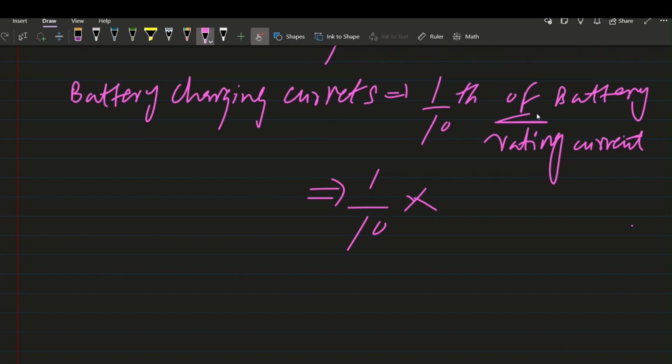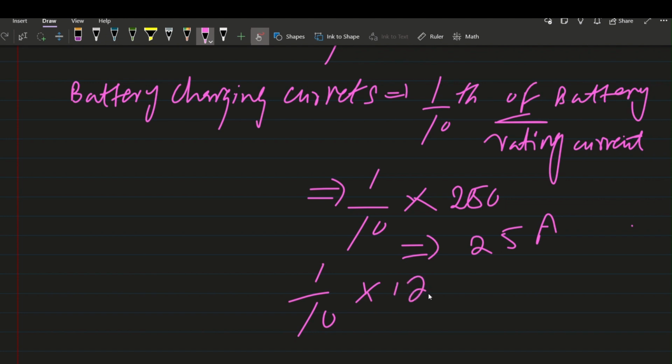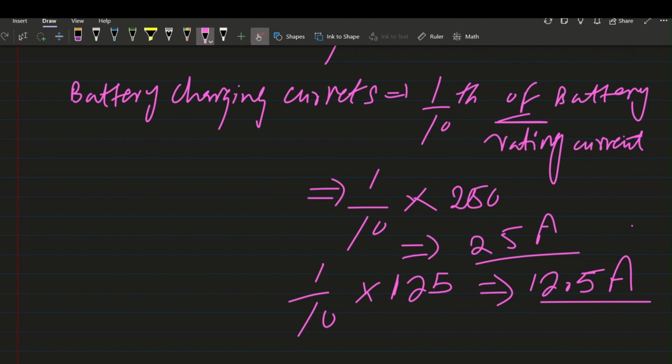For the rating time, for example, I have calculated two cases, for large size and for small size. I will calculate both of them. First of all, I will take 250, then it is equal to 25 ampere. If I take 125 ampere, your size will be reduced, so 25 ampere becomes 12.5 ampere.